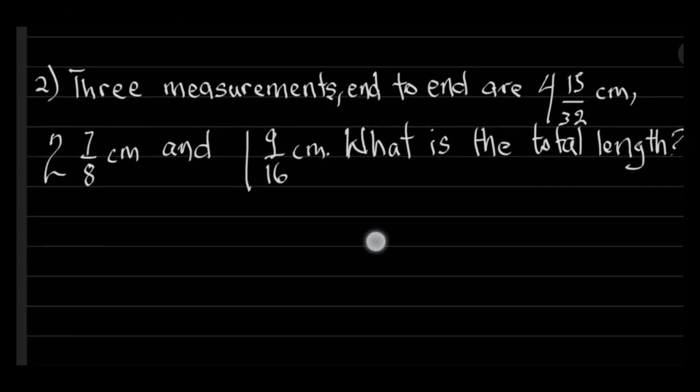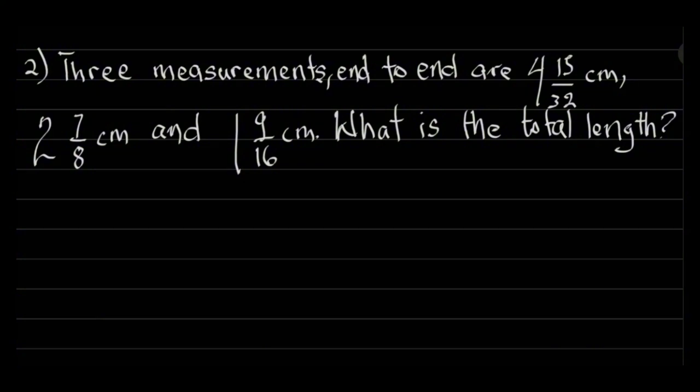Now let's look at question 2. 3 measurements end to end are 4 whole number 15 over 32 centimeters, 2 whole number 7 over 8 centimeters, and 1 whole number 9 over 16 centimeters. What is the total? So total means we are to add all of them. So we are going to have 4 whole number 15 over 32 plus 2 whole number 7 over 8 plus 1 whole number 9 over 16.